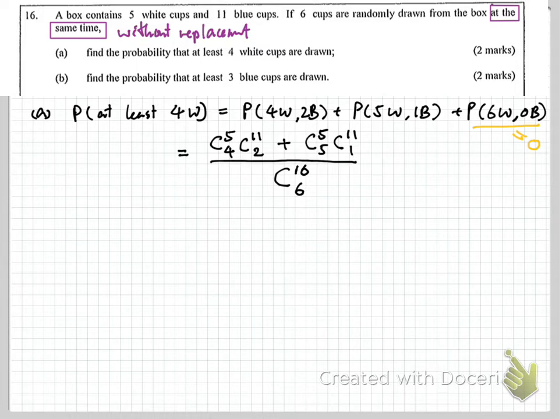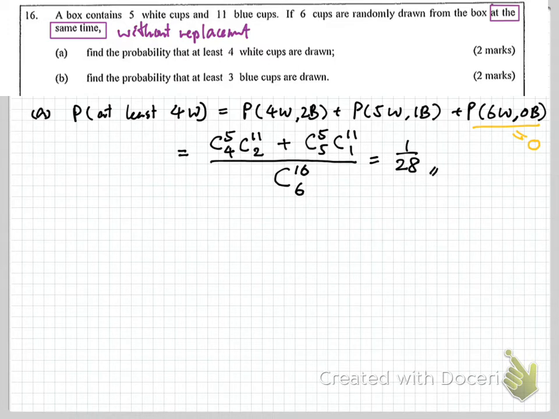So 4 whites and 2 blue will be this. So many ways we can do that. 5 whites and 1 blue will be this one. You have to punch these numbers on the calculator. And the answer goes to 1 out of 28 if you simplify all the fractions. You can simplify the answers on the calculator. So this is part A.